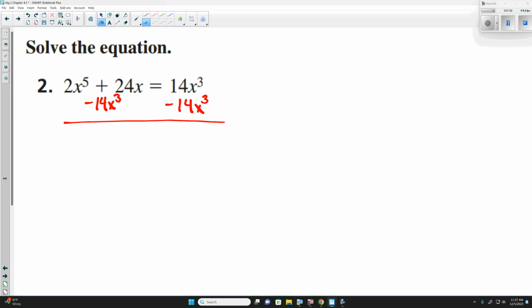Now, since 14x cubed does not have any like terms on the left-hand side, the left-hand side just becomes 2x to the fifth minus 14x cubed plus 24x is equal to 0, because our 14x cubed minus 14x cubed is 0. And whenever we're solving these here, we do need to get it equal to 0. Unlike quadratics where we had some where we didn't have them equal to 0, but we could still solve, all of our higher degree polynomials, when we start these off, we do need them equal to 0.